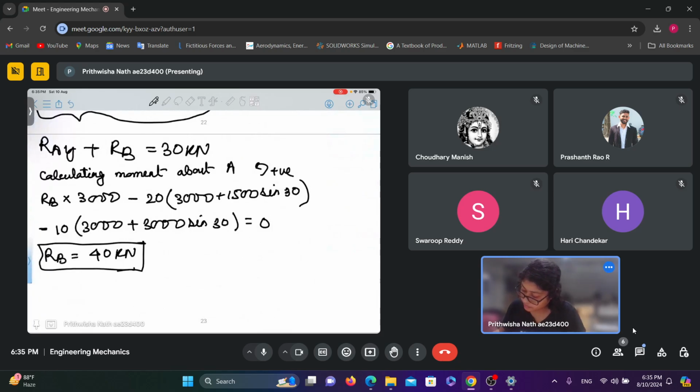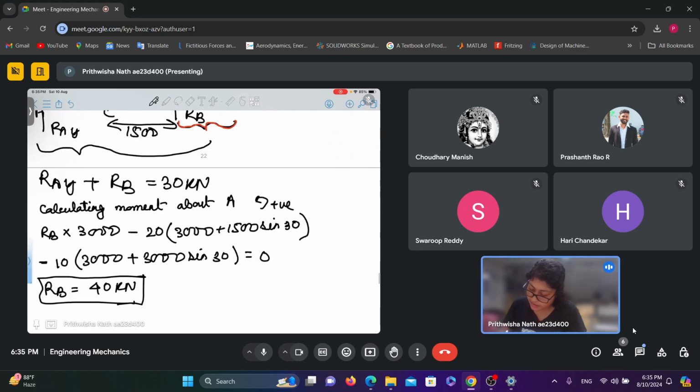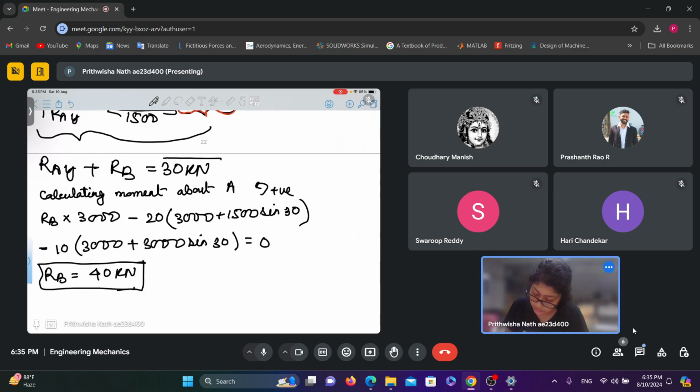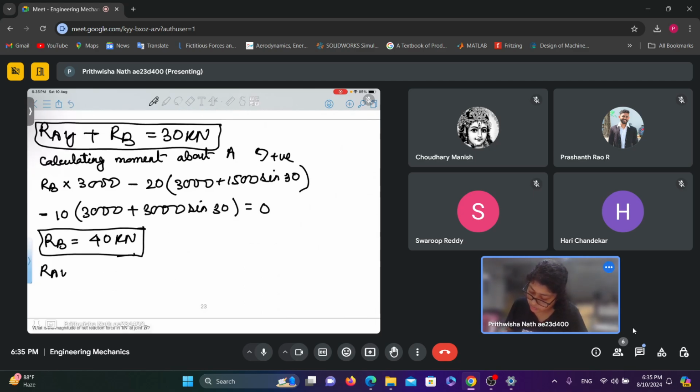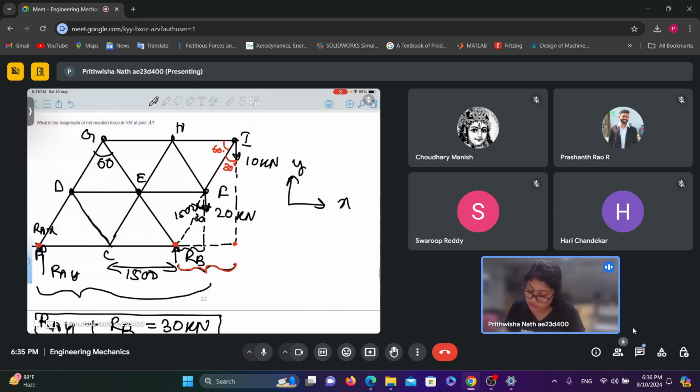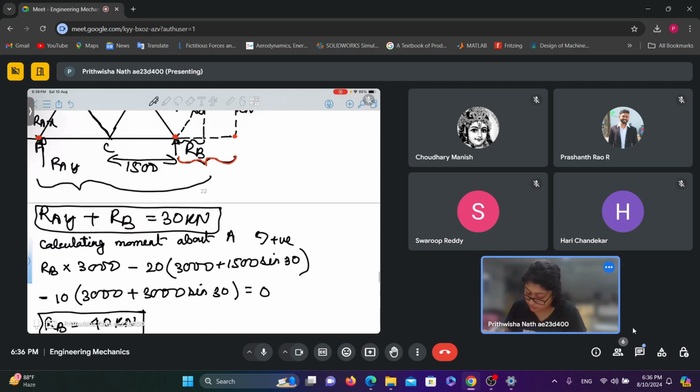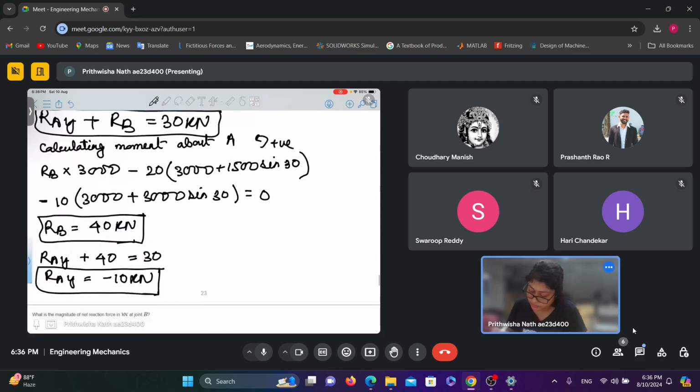Now, from this equation, I will substitute the value for RB, that is 40. So RAY equals to minus 10 kilonewton. We are asked to find out the magnitude, so it is simply 10 kilonewton.